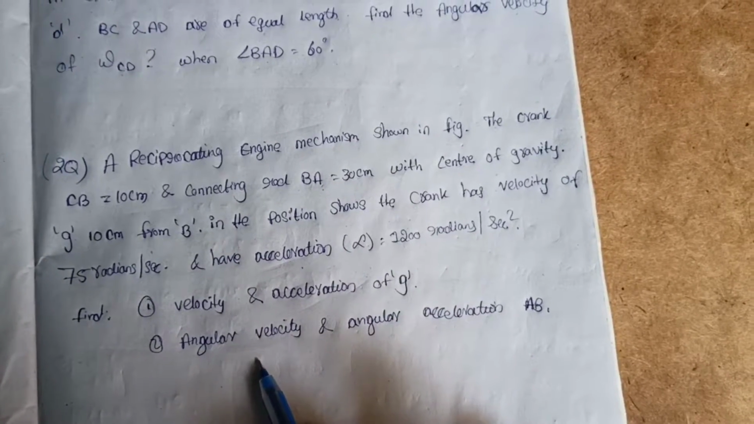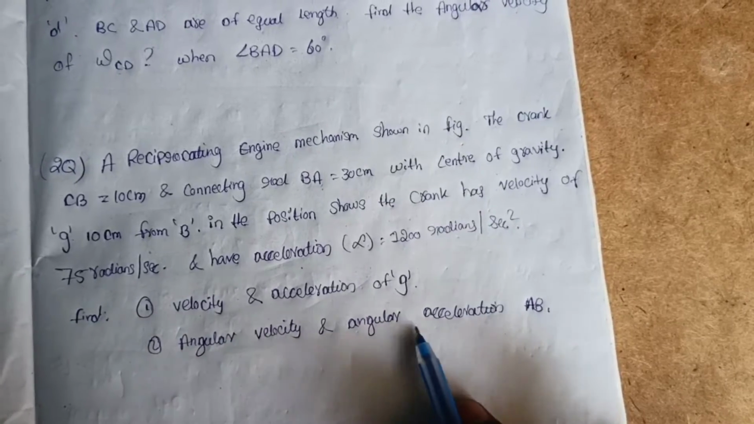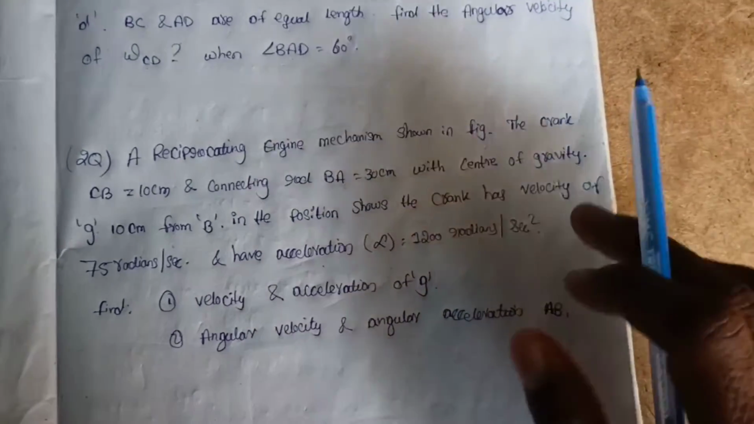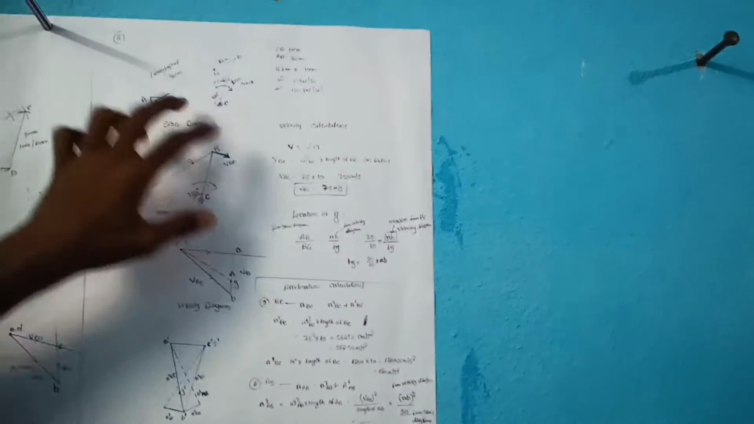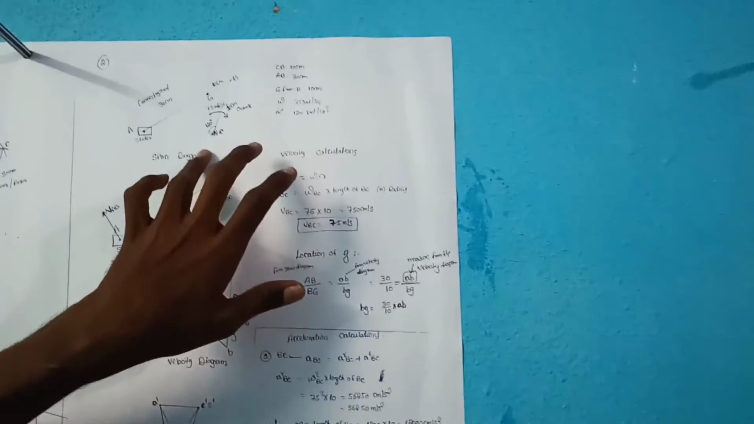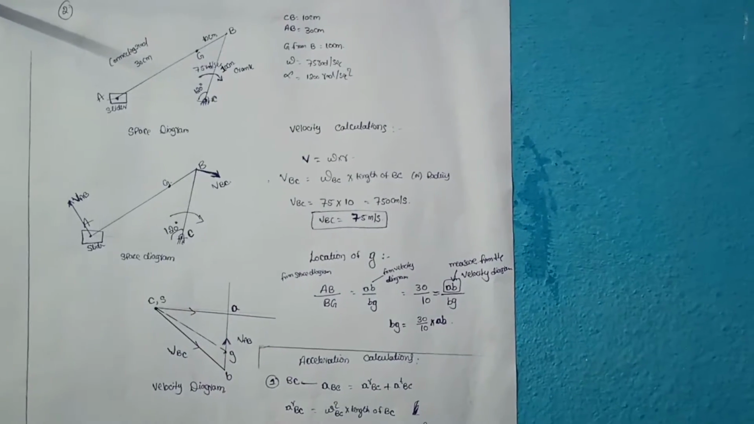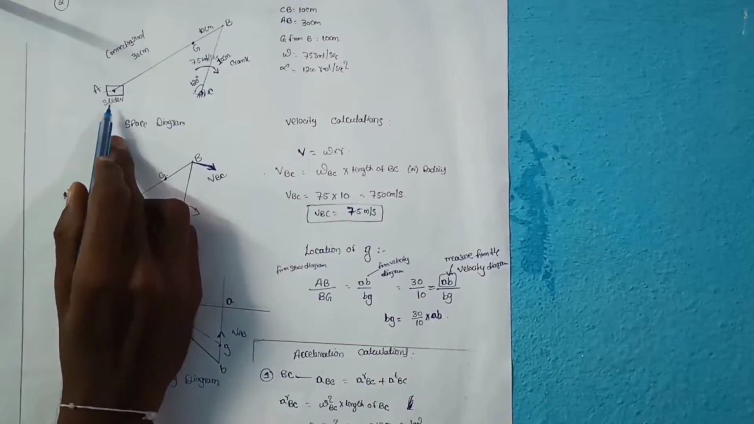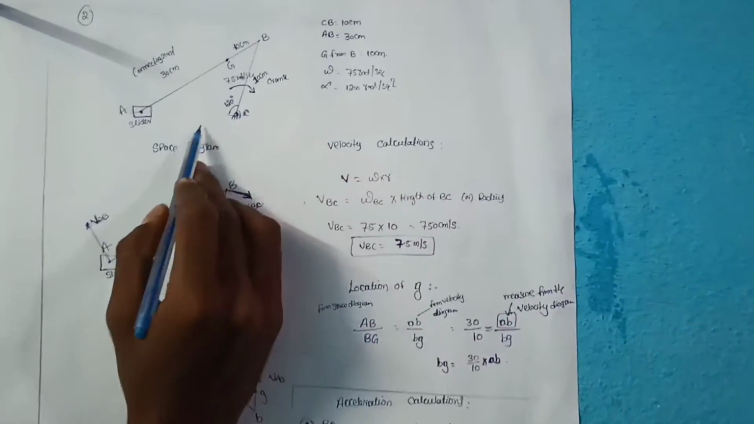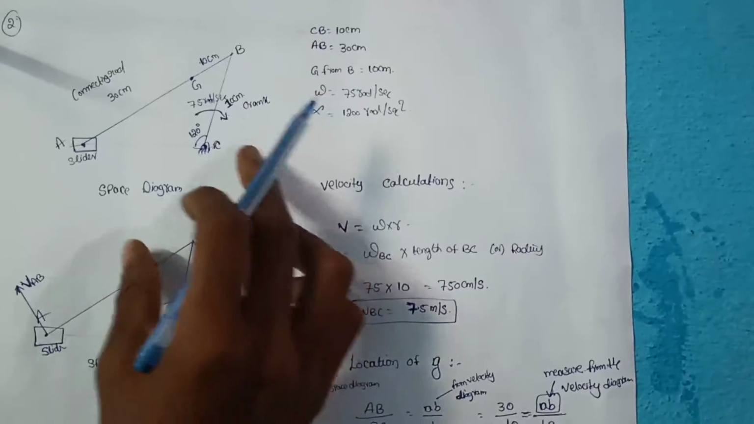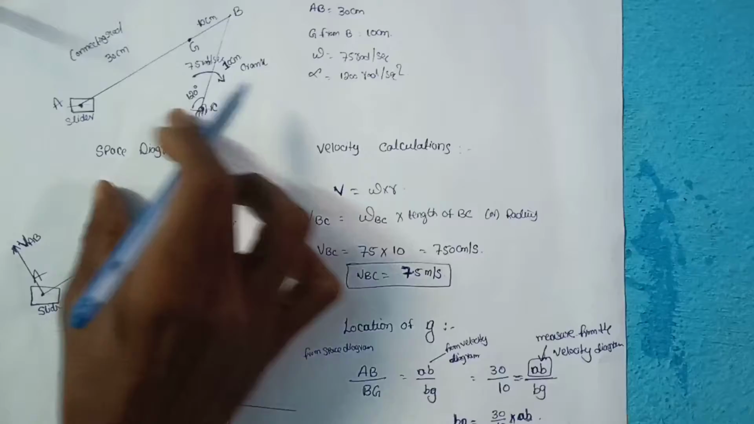Next, we want to draw the acceleration diagram and find the angular velocity and angular acceleration of AB. So this is the problem given, and this is our diagram. It is already given in the question, so we don't need to bother about it. According to the given information, we want to draw the chart using scalar ratios, a simple diagram.